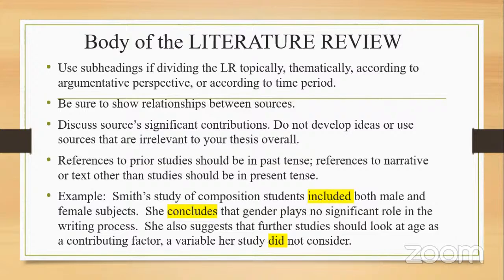For example, here I have mentioned, you can see on the screen: Smith's study of composition students included both male and female subjects, and she concludes that gender plays no significant role in the writing process. "Concludes" is in present and "included" is in past. The past has been done and the present we are conducting. And she also suggests that further studies should look at age as a contributing factor, a variable her study did not consider. So past and present should be clearly defined. Whatever research has been done should be in the past, and the research we are going to conduct has to be in the present, right?